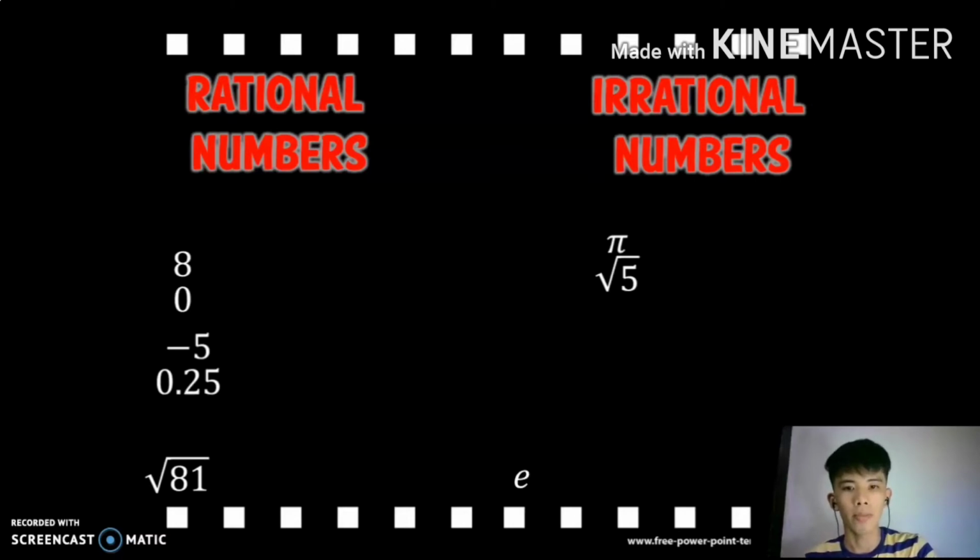How about number E? Baka yung iba person na encounter si E. So, ang value ng E, kapag inyong pipindutin sa inyong calculator, the value is 2.71828182 and so on and so forth. So, that is also an irrational number. Okay?